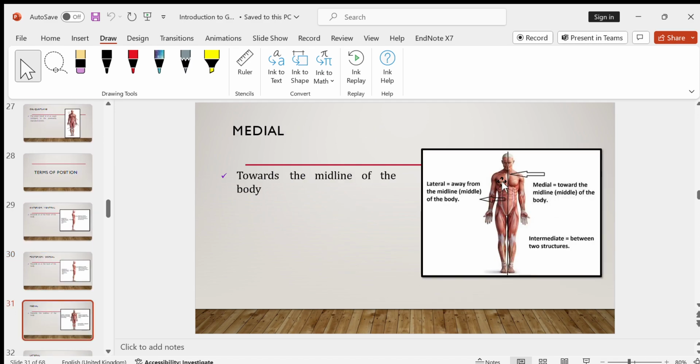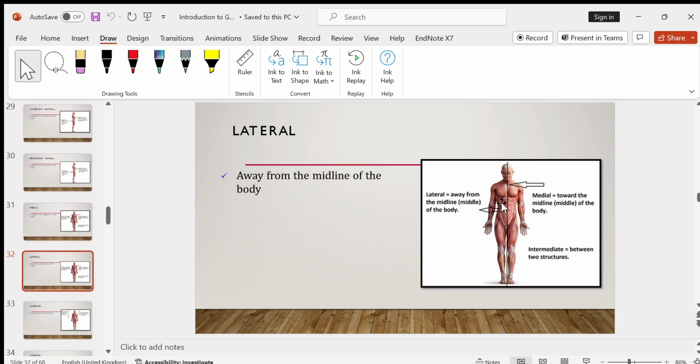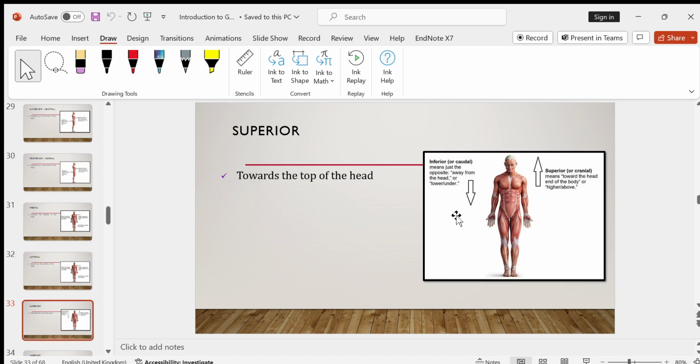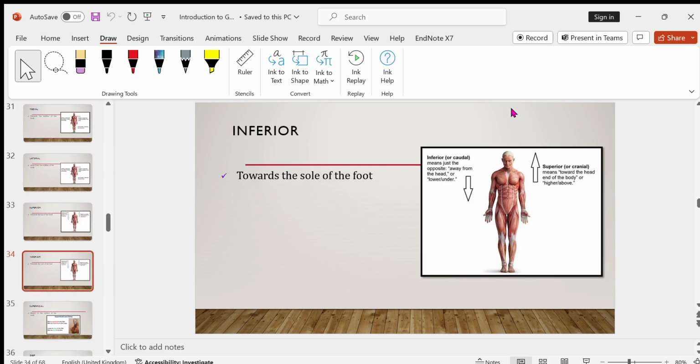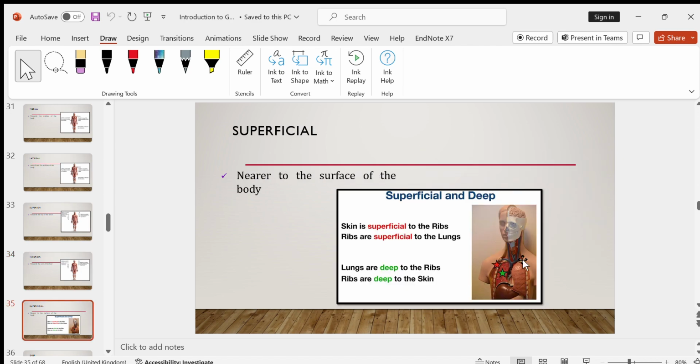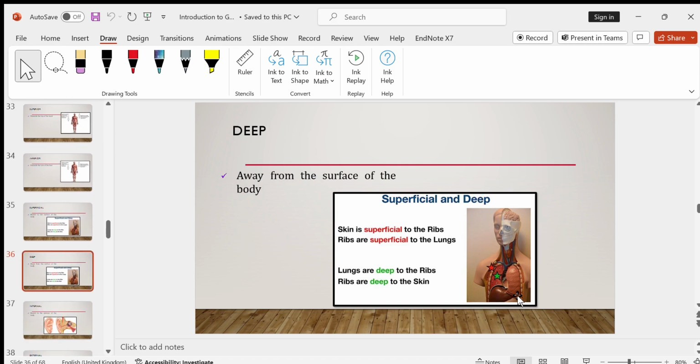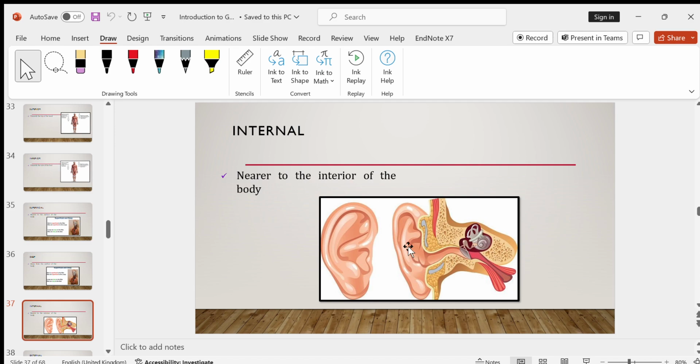Medial is towards the center of the body. Lateral is away from the center of the body. Superior is on the upper side. Inferior is towards the feet. Superficial is closer to the skin surface. Deep is away from the skin surface. Internal is inside. External is outside.